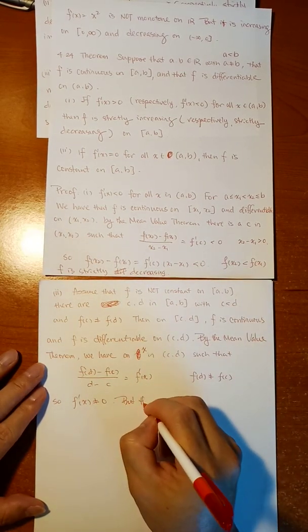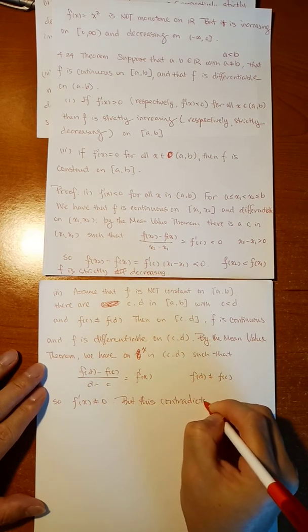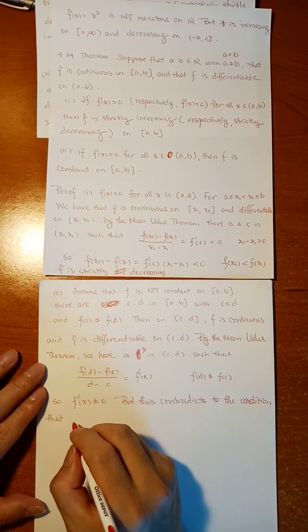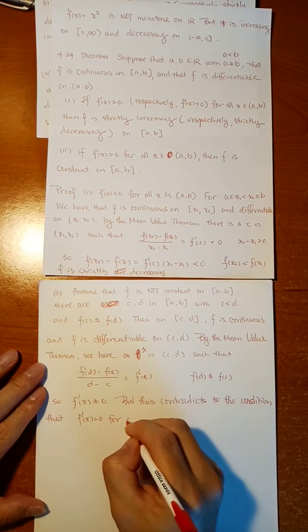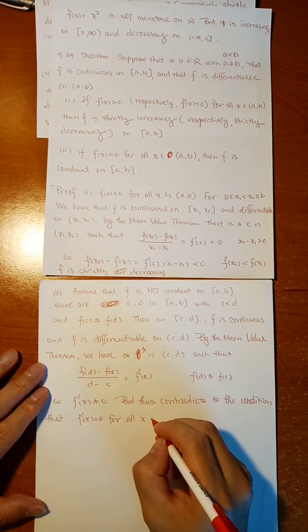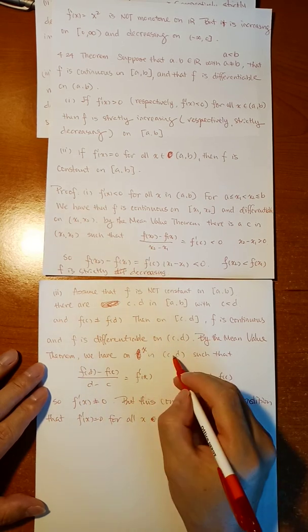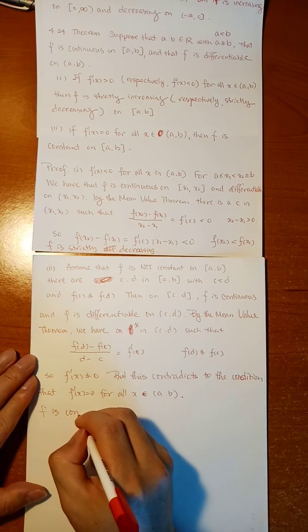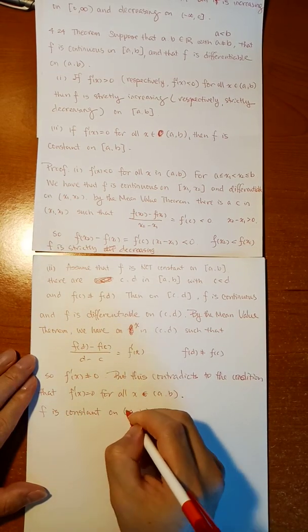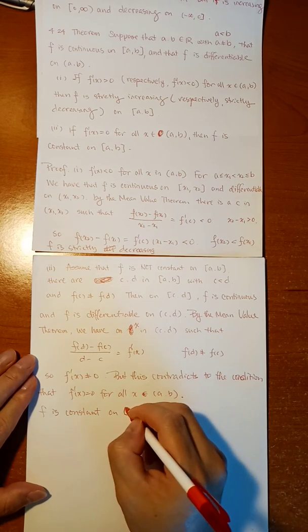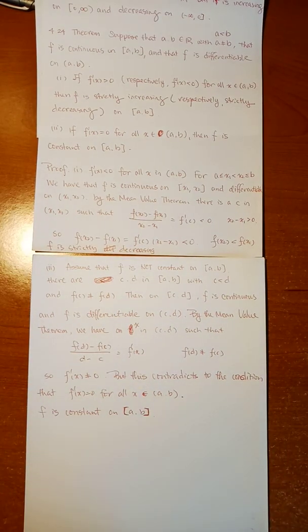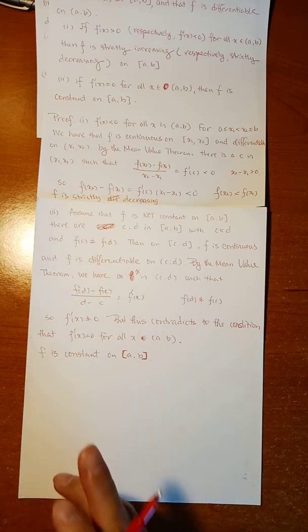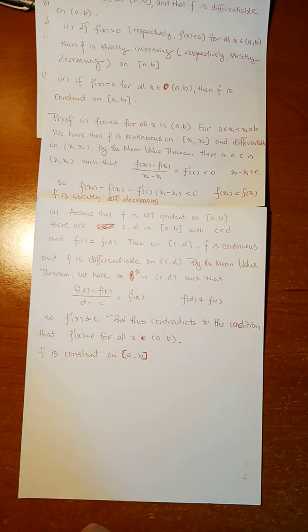But this contradicts the hypothesis that f prime of x is equal to 0 for all x in (a, b). This x is in (c, d), and of course x is in (a, b), right? So f has to be constant on [a, b]. Right? So once you have a zero derivative, it's always constant. And this result comes from the mean value theorem, the crucial mean value theorem.